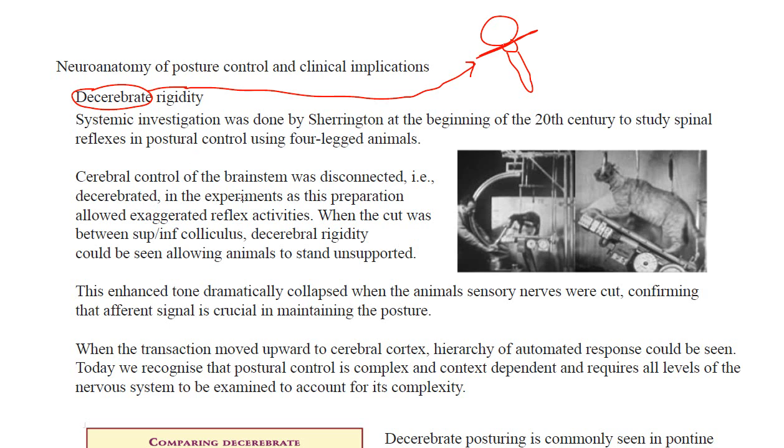So when this was done, especially when the cut was between the superior and inferior colliculus, in the midbrain area, what could be seen in this animal is called decerebral rigidity, which means even though there's no input from the brain to control what to do with the limbs, the animal can stand unsupported. It was so rigid, all the extensors were fully activated, so the cat was able to stand without support.